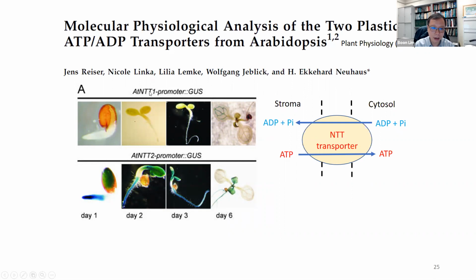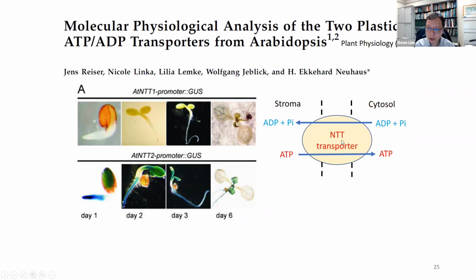We can see that AtNTT1 is expressed in the wing, whereas NTT2 is strongly expressed when the seed germinates. And then we can see that it has a very strong expression in the cotyledon, 2 days old, 3 days old. However, at 6 days old, its expression in the cotyledon disappears, and it is only expressed in the young developing leaves as well as in the root.